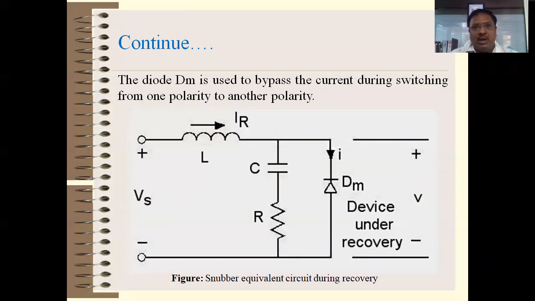If you are using an inductive load, the diodes are always connected as freewheeling diodes, so that whatever reverse energy is stored across the inductive load, which may appear across the SCR, does not damage the SCR. So we are using a freewheeling diode.